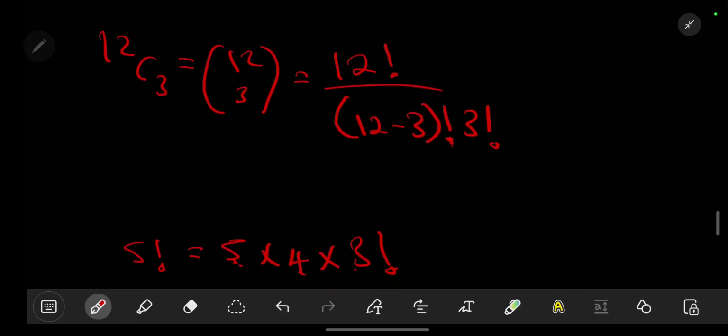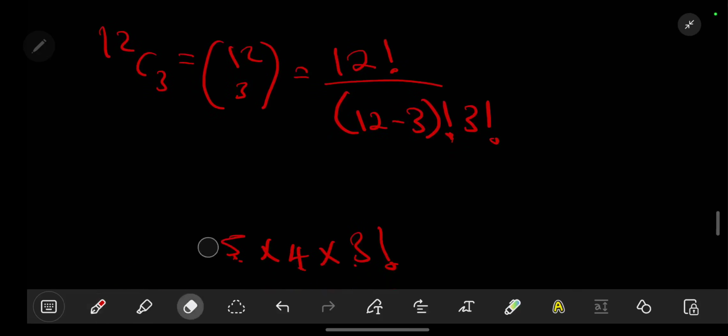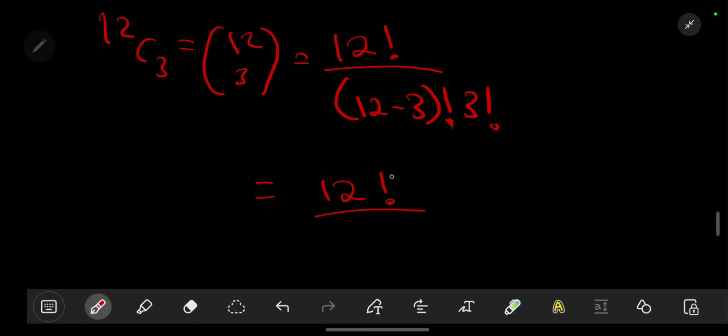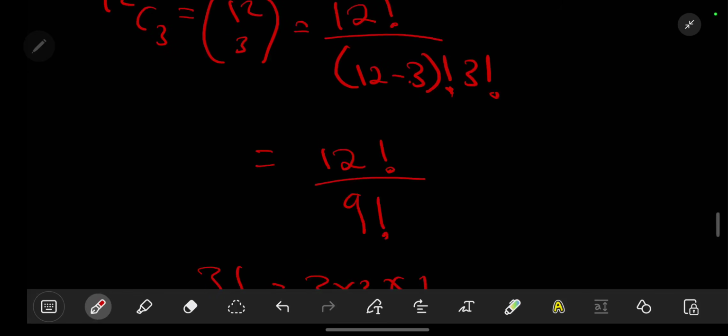So this means that since you do not have the calculator, this is what you are going to be doing. So we are going to have the 12 factorial. Before you write what 12 factorial is, look at your denominator, over 12 minus 3, that's 9. So you are going to have over 9 factorial, like that. Then we have times our 3 factorial, like that.